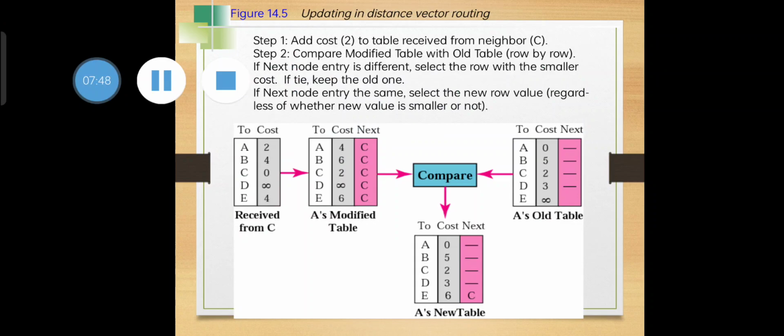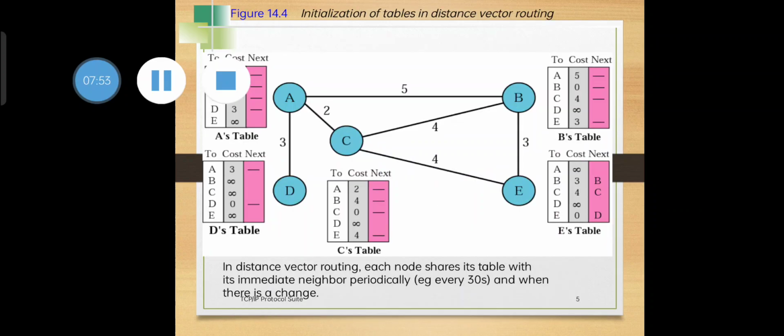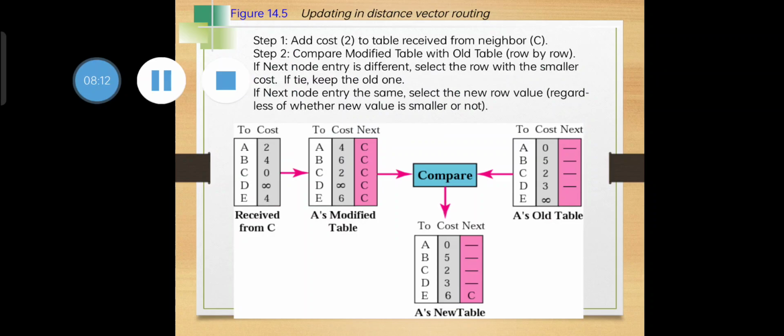Okay, so this is the cost. Why am I taking the cost received from C? Because A has many neighbors, and among all the neighbors, A to C has the least cost, that is 2. That's why I am taking C as my node, and through this node I will be passing the information. So A to C is 2. These are the values received from C, and then I am going to compare.